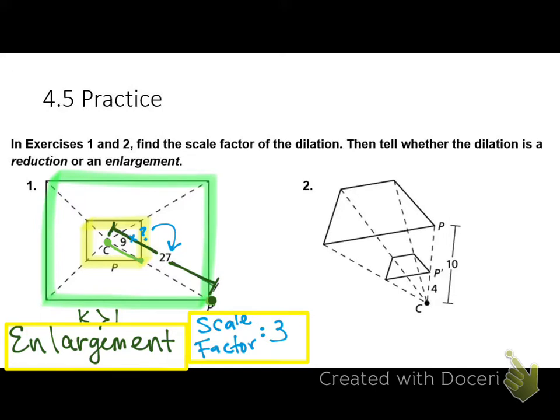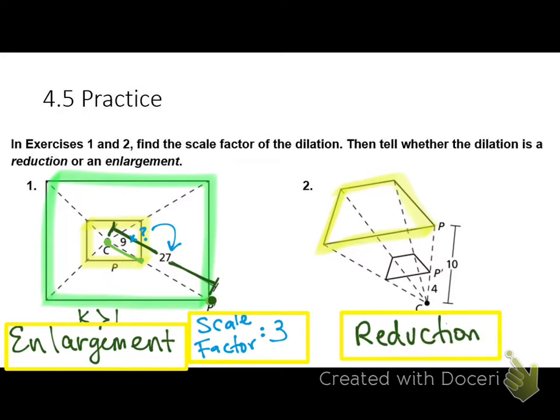All right, this next one, the original is the larger one. So is this a reduction or an enlargement? It's a reduction. So reduction. Which means k has to be less than 1, which means we need a number smaller than 1.